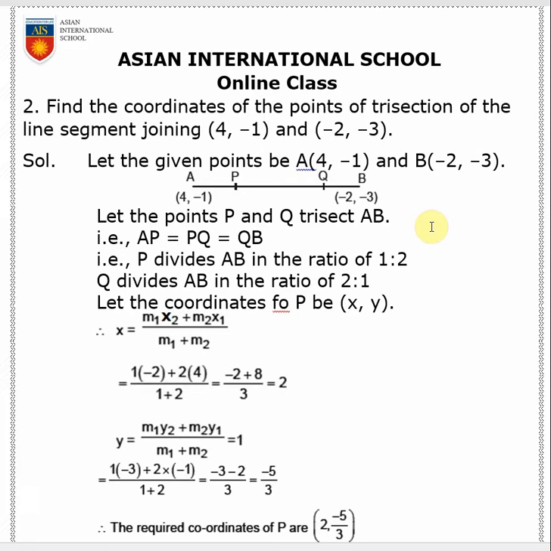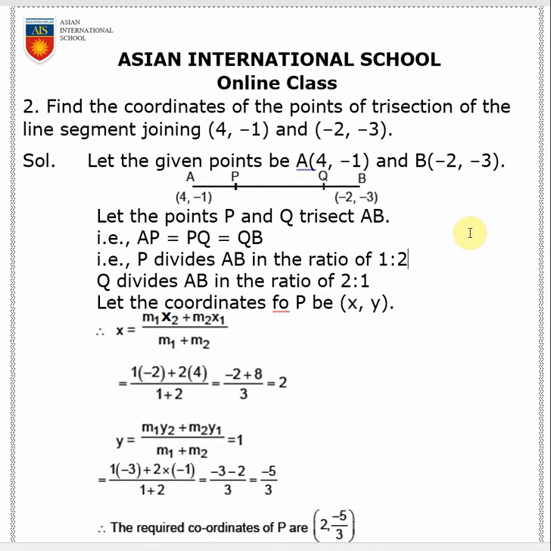So if a line is trisected, then there must be 2 points involved. So let's take the points as P and Q. So P and Q are the points which are dividing the line AB into equal 3 parts. Okay, so AP equals PQ equals QB. That means all the parts are of equal length. Now the coordinates of P and Q are not given, we have to find them out.